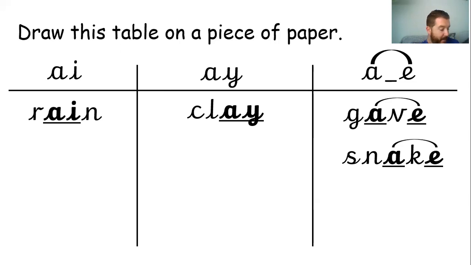Number 5 is stray. Stray. I found a stray dog walking along the street. Stray. Stray means it's got out, no one owns it. Okay? Stray. Okay, where would stray go? It's A-Y. S-T-R-A-Y. Stray.